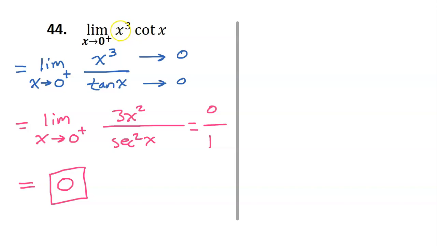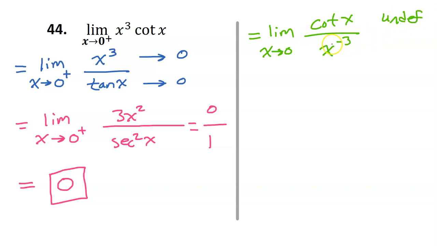I could have dropped the x to the third power down to the denominator and made it x to the negative 3 power. This wouldn't have actually solved the problem because when you do your direct substitution, the cotangent of 0 is still undefined. So this wouldn't have worked out, but I wanted to emphasize to you that you always have these two choices. Sometimes you're going to drop the first thing down to the denominator, but other times you will drop the second thing down.